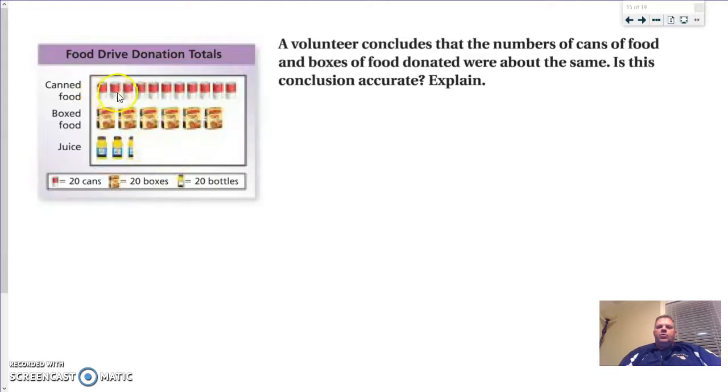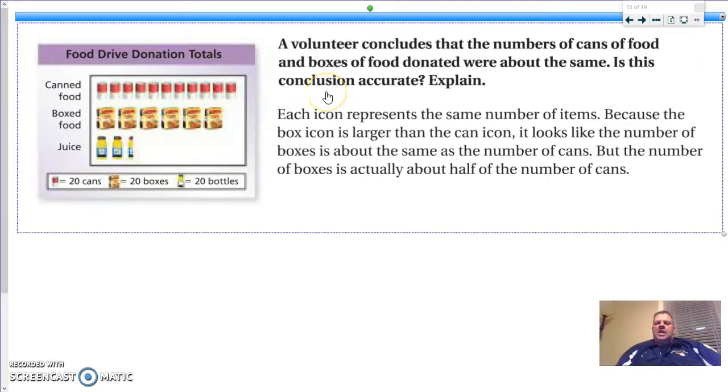So this first one is 20, 40, 60, 80, 100, 20, 40, 60, 80, 220. So there are 220 canned foods. In the boxes, we've got 20, 40, 60, 80, 100, and 20. So you can see there's a big difference in there. The reason that this is misleading is because they look like they are about the same area, even though the cans are worth just as much as each box, and you can see the difference. So each icon is the same number of items, but the box is larger, so it looks like they are about the same. This is why this is misleading or not accurate.